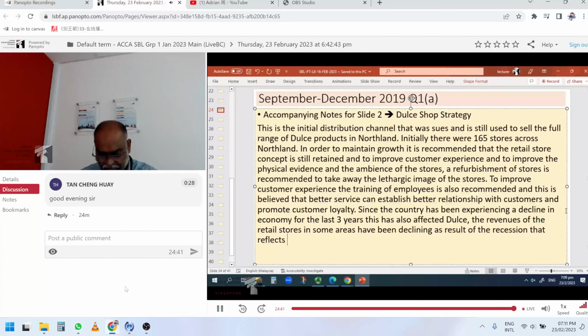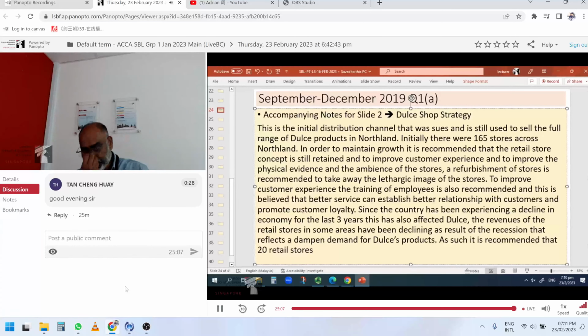That reflects a dampened demand for Dulce's product. As such, it is recommended that 20 retail stores be discontinued. That 20 retail stores in Nordland be discontinued, right?